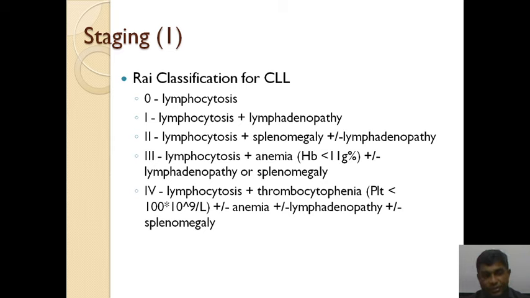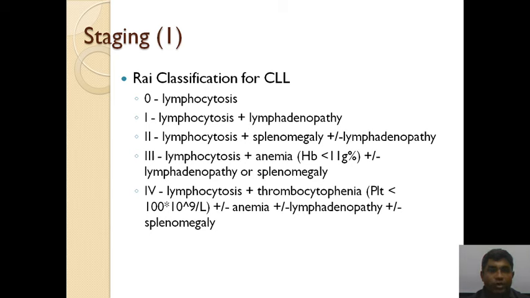Two different staging systems are used. One is the Rai classification and the other is the Binet classification. In the Rai classification, we have stages 0 to 4, depending on the presence or absence of different clinical and lab features. In stage 0, it is just lymphocytosis. There is no lymphadenopathy, no organomegaly, and the hemoglobin and the platelet count are normal.